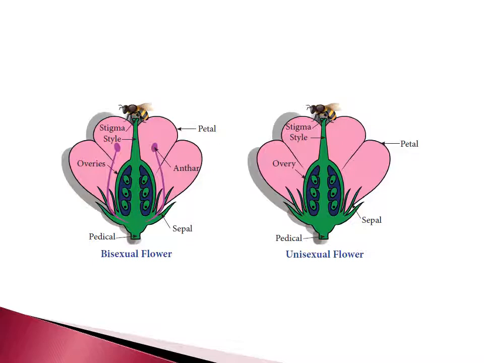Bisexual flower and unisexual flower. Pedicel, sepal, ovary are present. Stigma, style, petal, anther, sepal. In the unisexual flower, pedicel, sepal, ovary, stigma, style, petal, sepal.